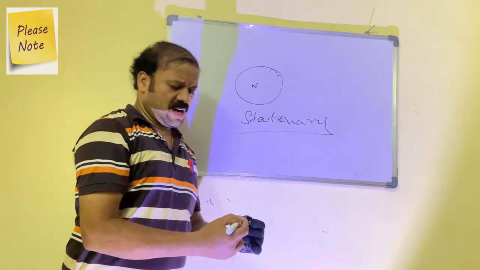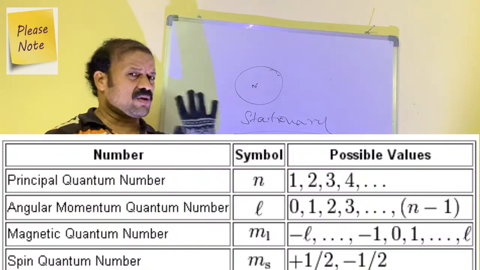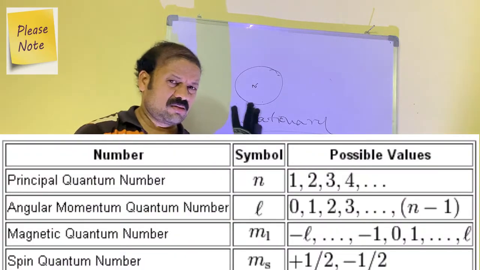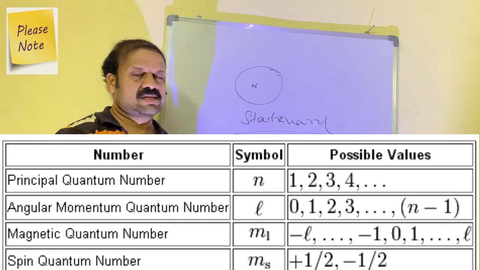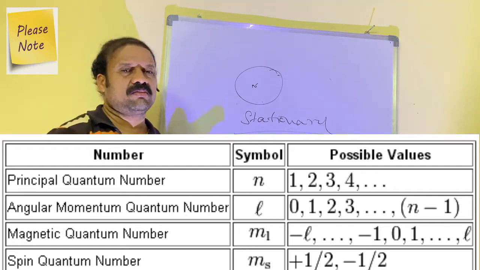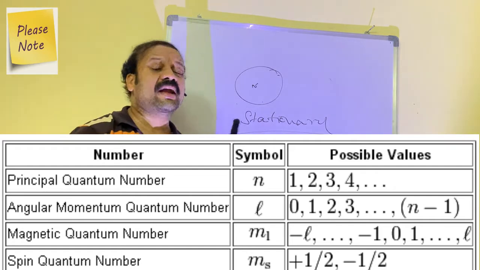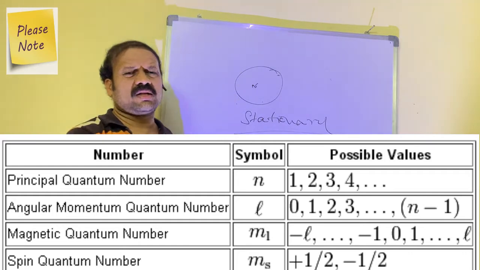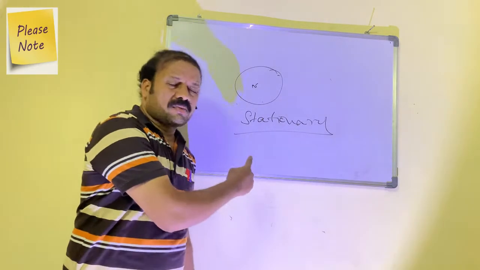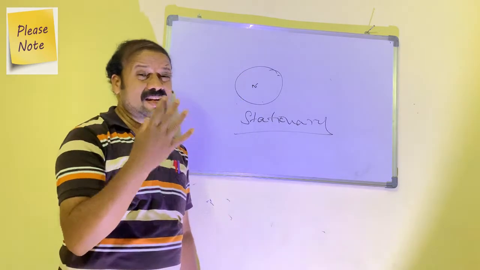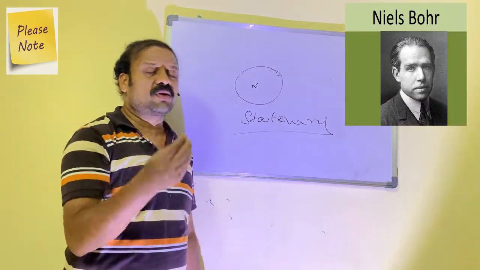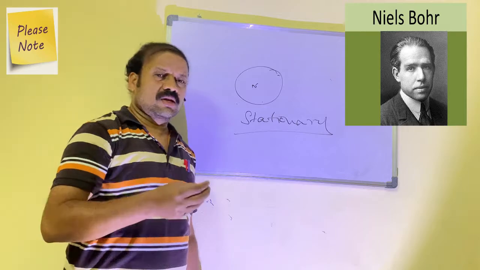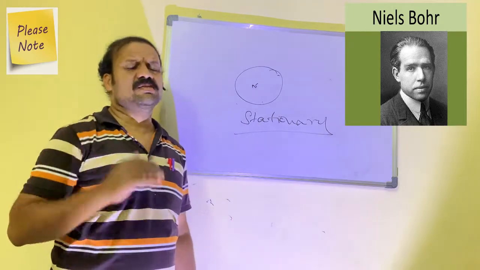In the topics after that, we'll explain there are 4 quantum numbers. First quantum number is principal quantum number. Second one is azimuthal quantum number. Third one is magnetic quantum number. Fourth one is spin quantum number. Who discovered first quantum number? That person, Niels Bohr. Principal quantum number discovered by Niels Bohr.